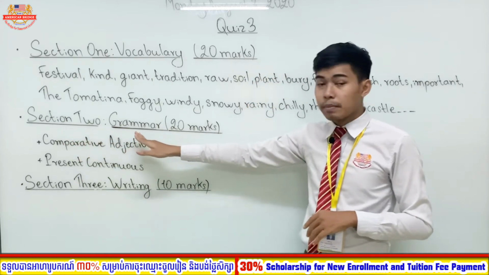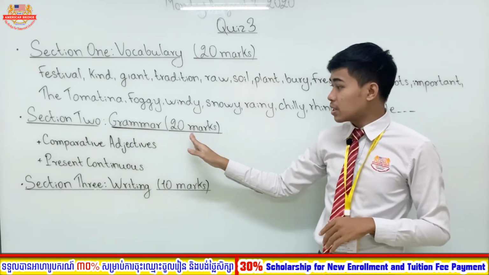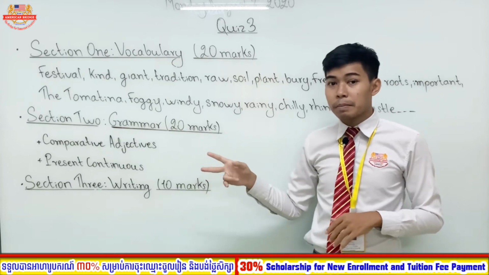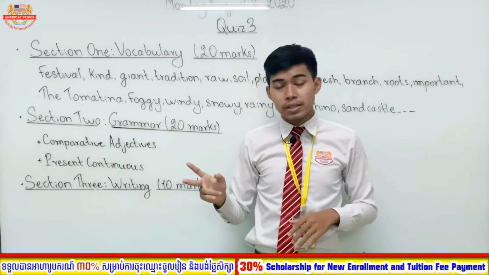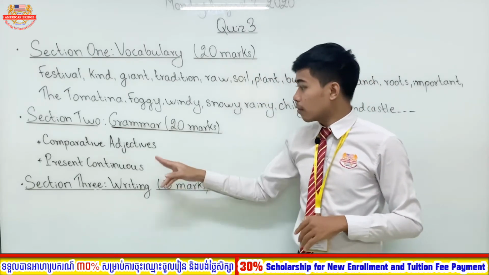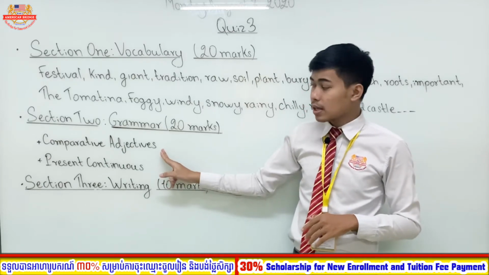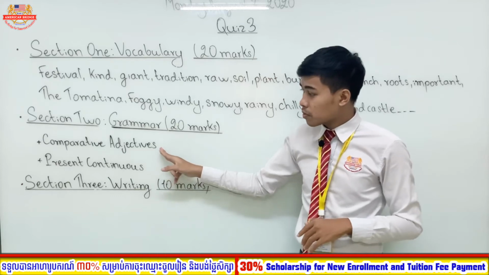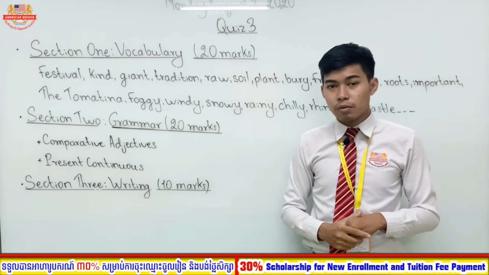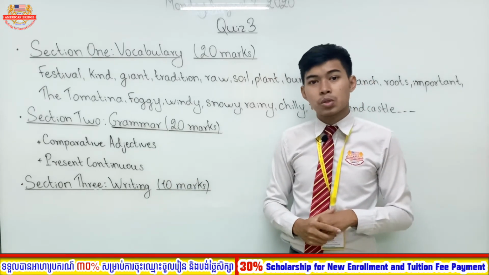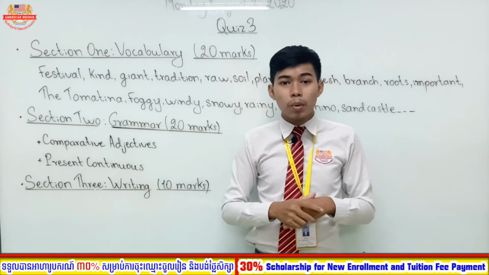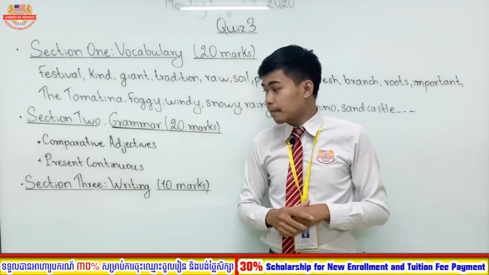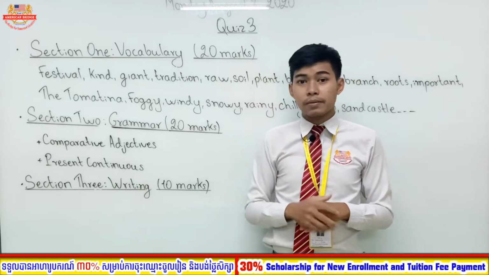Section 2, grammar. There will be 20 marks, and there are two main grammar points that you are going to do. The first one is comparative adjectives, and the second one is present continuous. So let's go to the first one, comparative adjectives. We use comparative adjectives when we want to compare two things, two people or two places, right? And there are 4 rules that you have to remember.